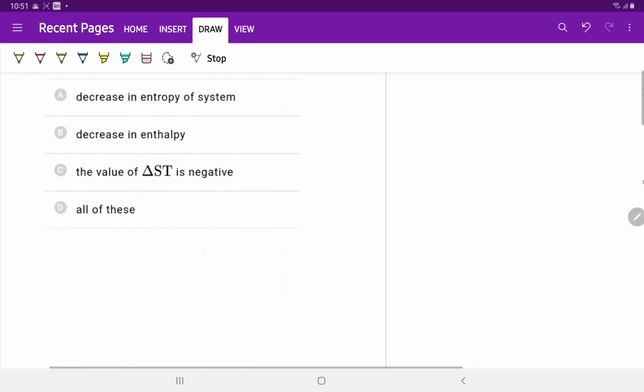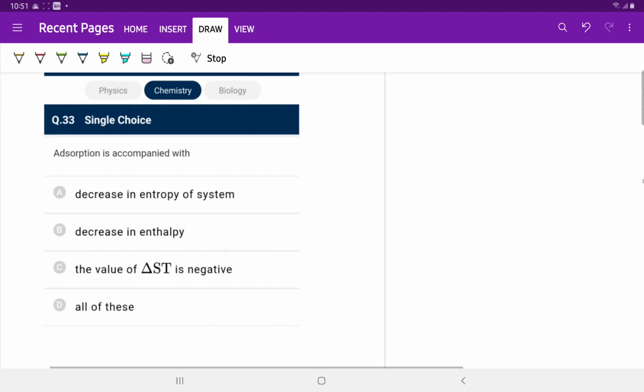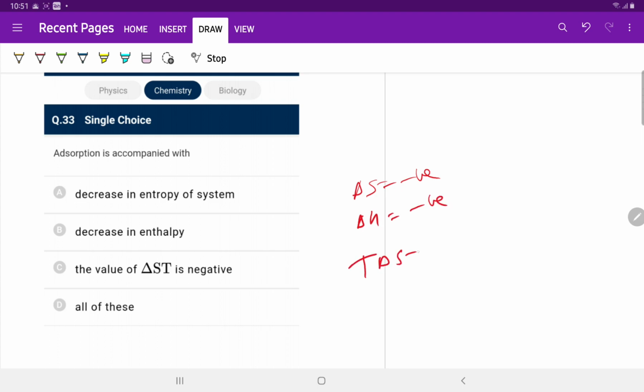We will move to question number 33. Adsorption is accompanied by a decrease in entropy. Yes, the entropy change is negative. Delta H is also negative, so T delta S is also negative. Decrease in entropy of the system, decrease in enthalpy, and the value of T delta S is negative, all of these. So option D is correct for question number 33.